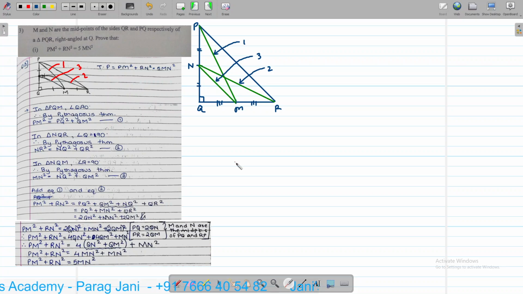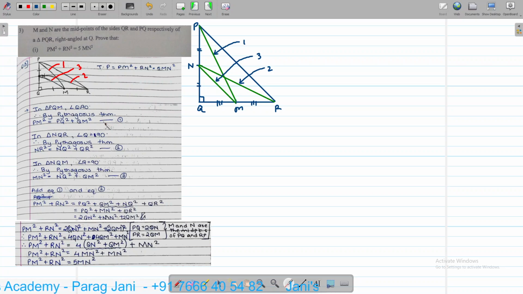So if you take the first triangle, triangle PQM, here PM square is equal to PQ square plus QM square. Second triangle, triangle NQR, here NR square is equal to NQ square plus QR square. And the third one is NM square, or you can say MN square, is equal to NQ square plus QM square.